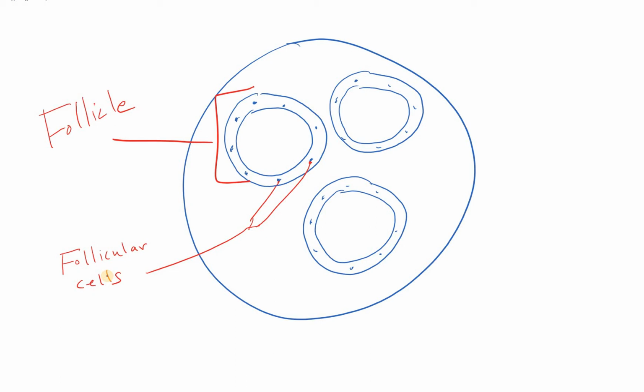Okay, and the follicular cells release your T3 and T4 hormones. T3 is the triiodothyronine, and T4 is the thyroxine. Okay, and these are ultimately responsible for metabolism.